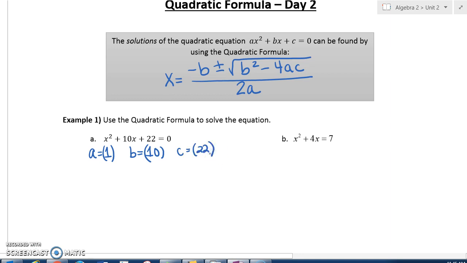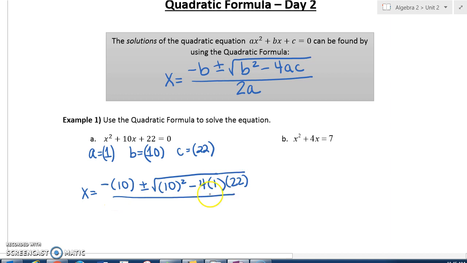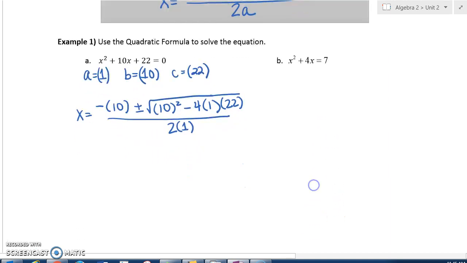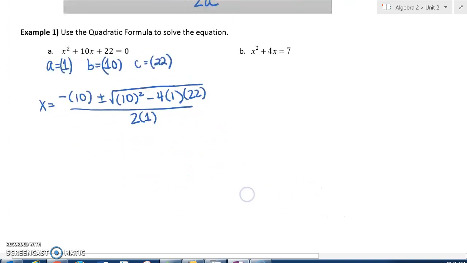And then from there we can go ahead and substitute all the values we have into our equation. x equals negative b plus or minus the square root of b squared minus 4 times the a value times the c value, all over 2 times the a value. And then we just simplify. I do have my calculator handy, so make sure you have yours too.